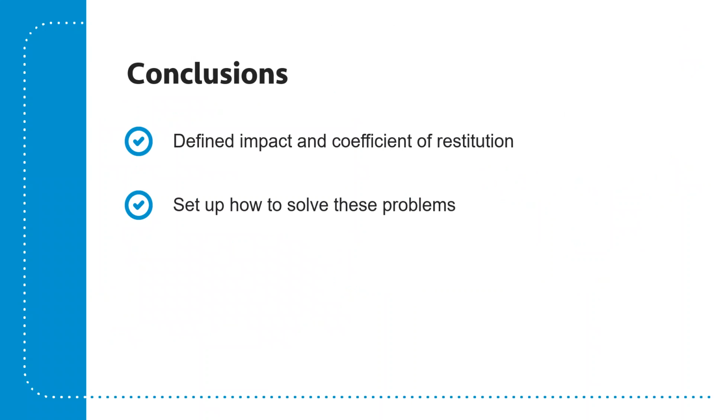So the only goal here is really to define impact and coefficient of restitution and set up how to solve these problems. You will see problems like this, but they won't be called coefficient of restitution. They'll say the particles move off with a certain velocity, come together at a certain velocity and move off with a certain velocity. You need to be able to solve these sorts of things. I think this is helpful to visualize why exactly we're talking in this way.